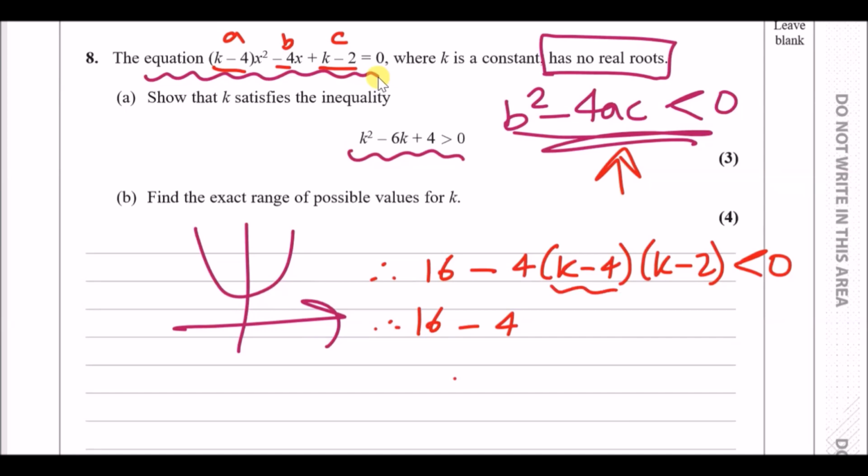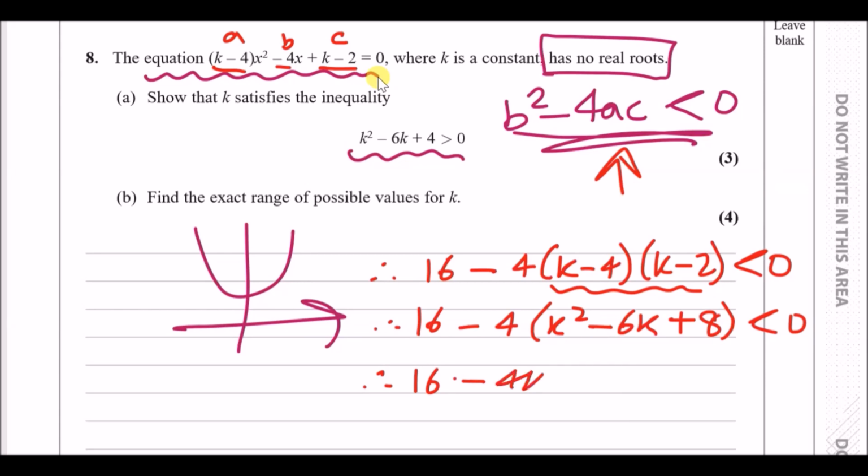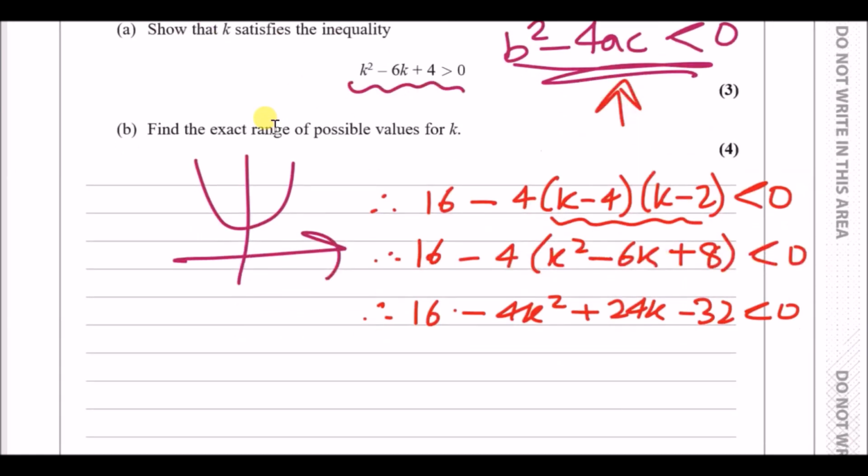So let's go expand the quadratic bit here. So we're going to have k times k is k squared, k times minus 2 is minus 2k, but then minus 4k combined makes it minus 6k. Lastly, minus 4 times minus 2 is plus 8, and that's less than 0. Alright, so the next bit now, let's expand the bracket further. We're going to have 16 minus 4k squared plus 24k, and then this one minus 4 times 8 is minus 32. Now let's just tidy this up.